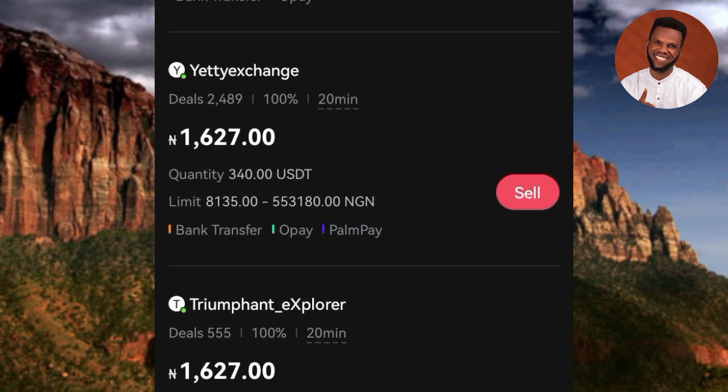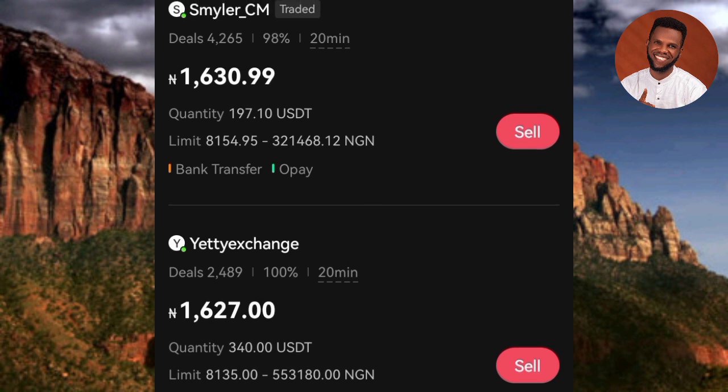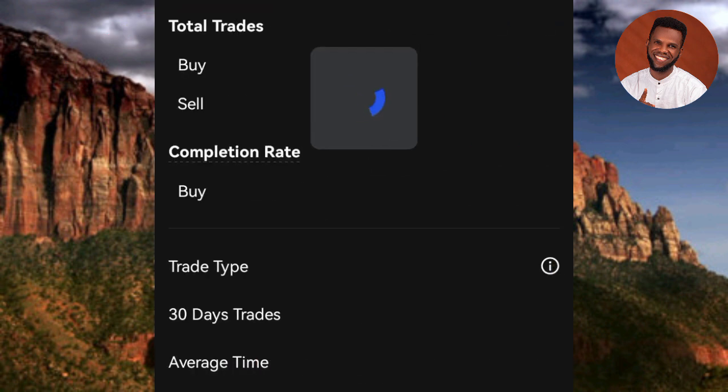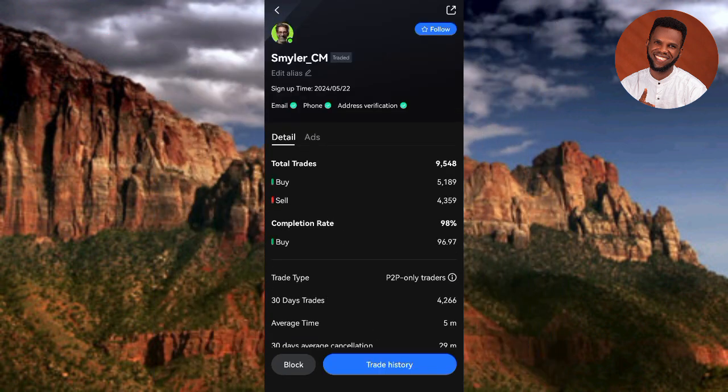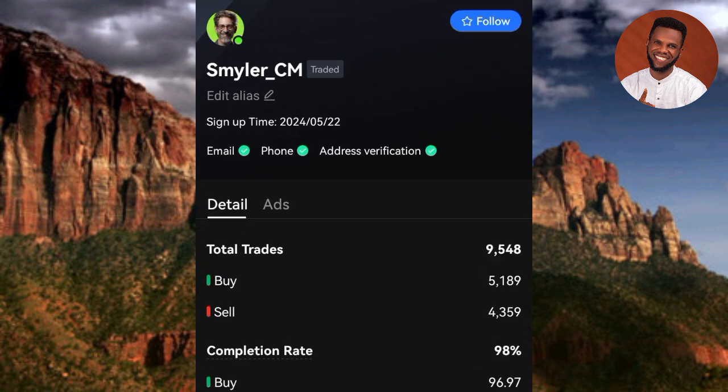Let me check here, and also you can dive deep into most of these buyers. In case you want to see more details about the buyer, just tap on their name. Let me tap on this first person right here. You can see it's loading up. You're going to see the details. You can see now this is the details of this person.